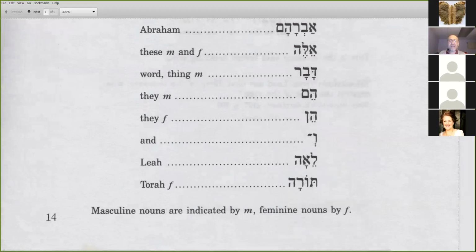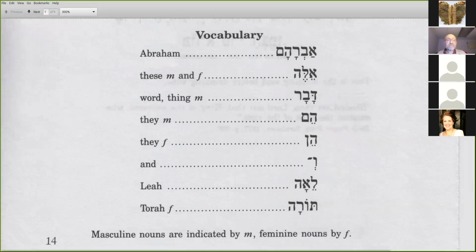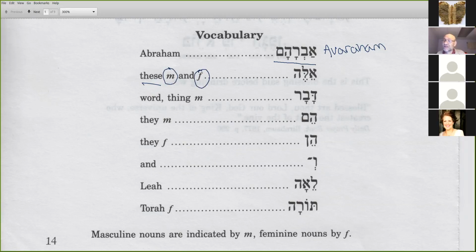And we've got some new vocabulary now, guys. So let's look over this. This is probably familiar to you. Avraham. A-V-A-R-A-H-A-M. Avraham. How about the word for these? And notice it's both masculine and feminine used. It's similar to perhaps ani, at least preliminarily, but in this case, it is the word these. Ela. Let's see how I can transliterate this.